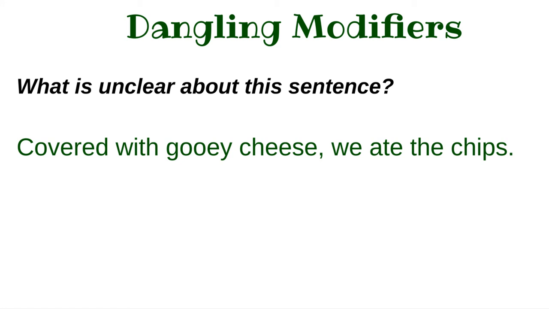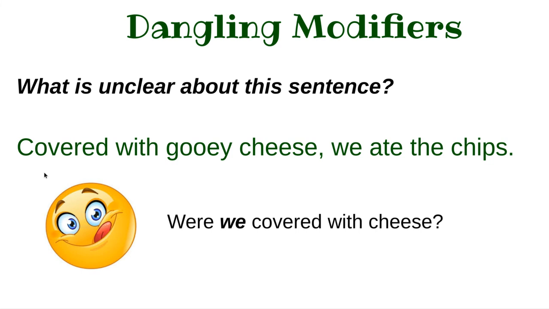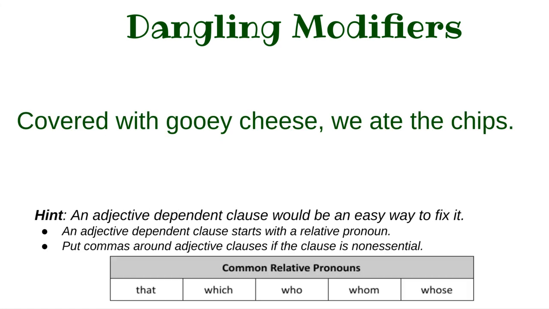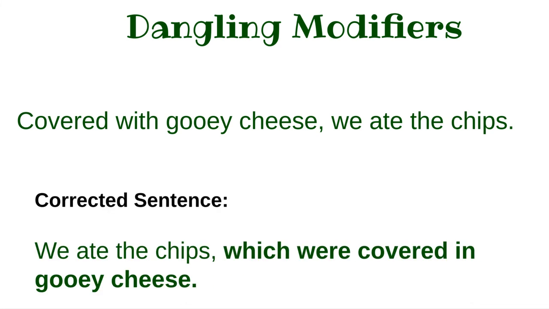Let's try one more. Covered with gooey cheese, we ate the chips. Who were we covered with cheese? That doesn't sound so bad to me. Oh, nope, focus. I think the chips were supposed to be covered in cheese. So again here, an adjective dependent clause would be an easy way to fix this. We could use an adjective dependent clause to describe the chips like this. We ate the chips, which were covered in gooey cheese.